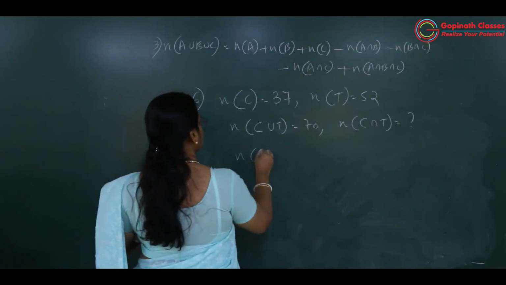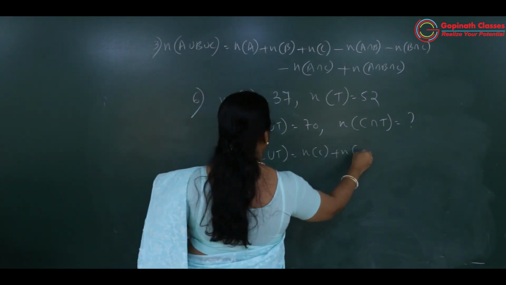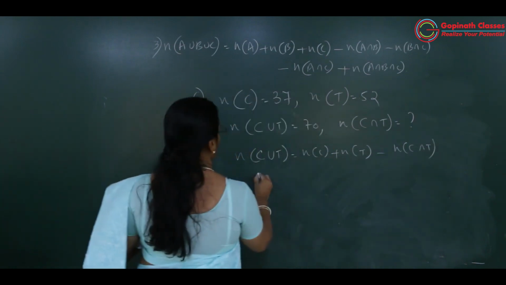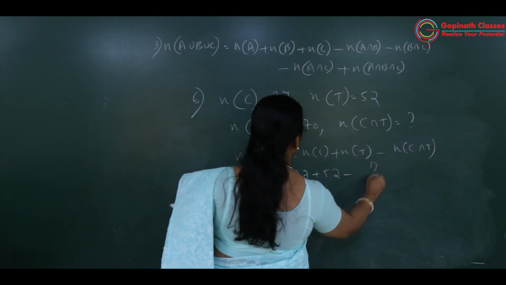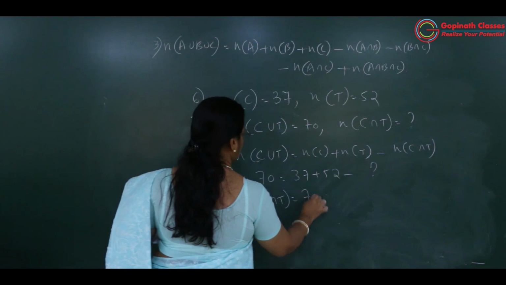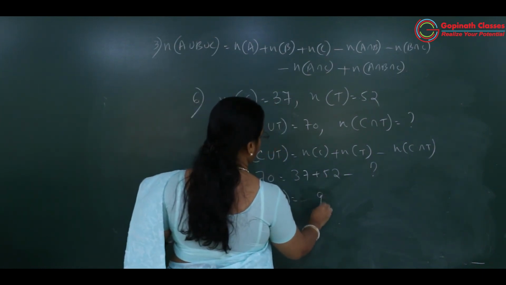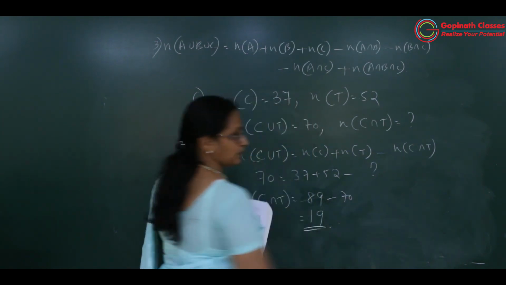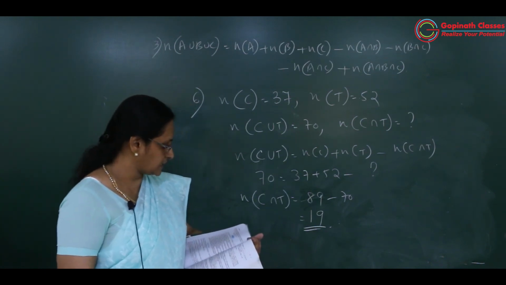Because you know n(C union T) is equal to n(C) plus n(T) minus n(C intersection T). So we'll get 70 is equal to 37 plus 52 minus this. And those who drink both coffee and tea will be 37 plus 52 is 89, minus 70. It will be 19 who drink both. So the remaining questions you can try, that is 7 and 8.